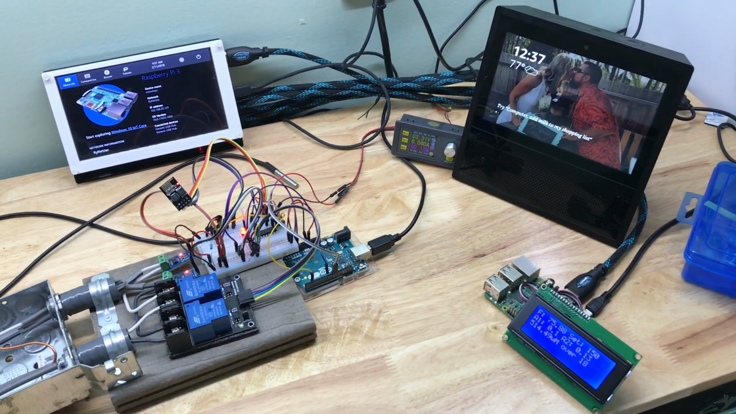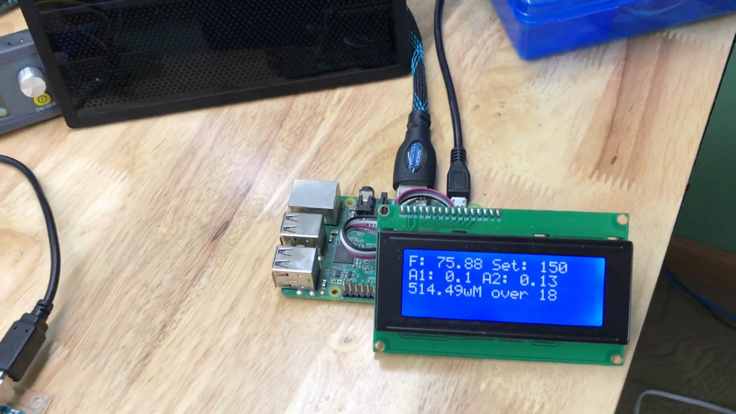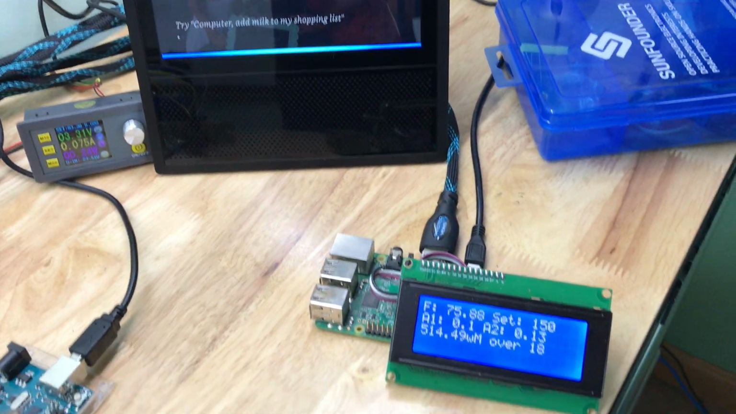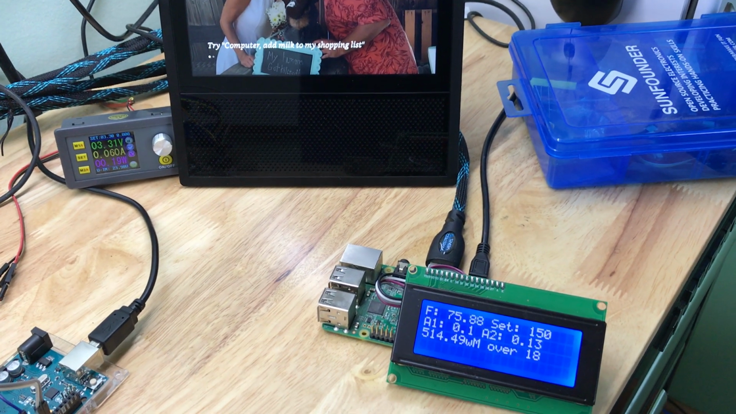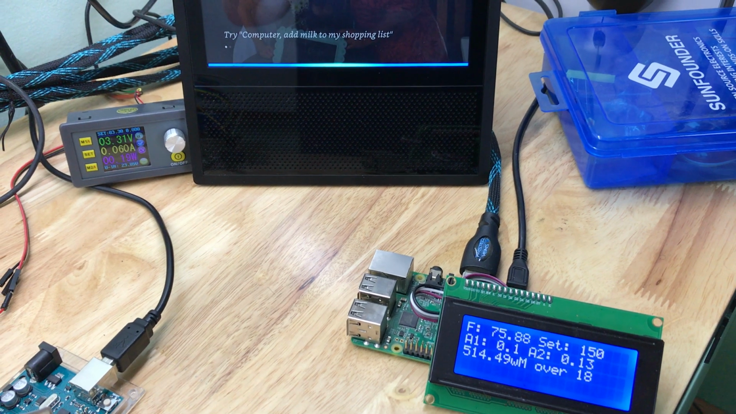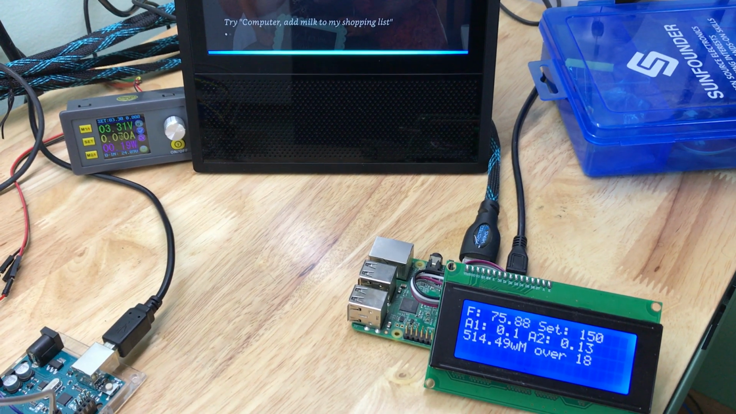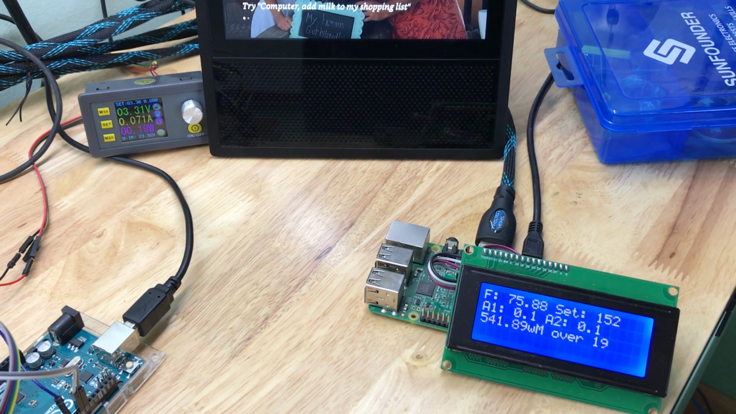Okay, let's exercise the system. Computer, what's the temperature of the hot water? The hot water temperature is 75.88 degrees. Computer, make the hot water warmer. Hot water is set to 152.